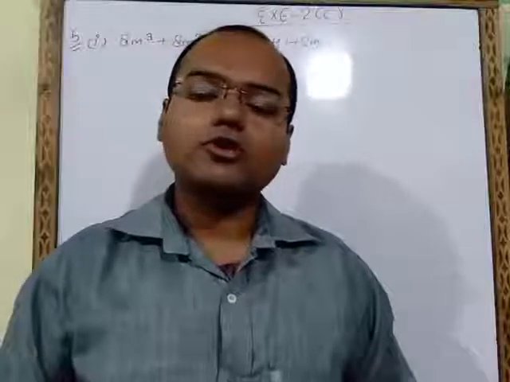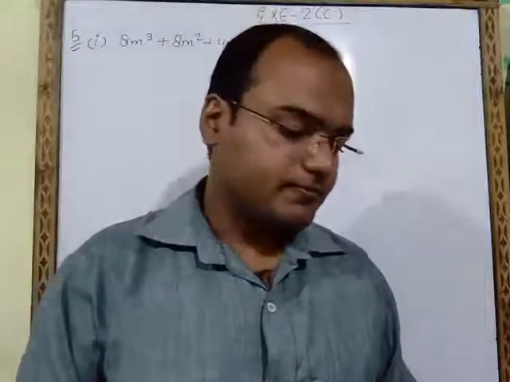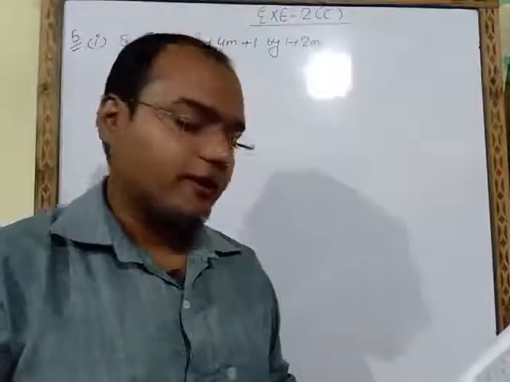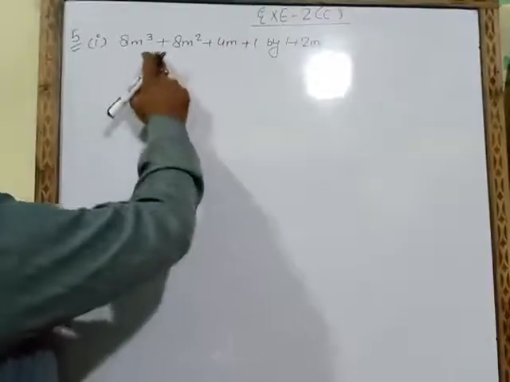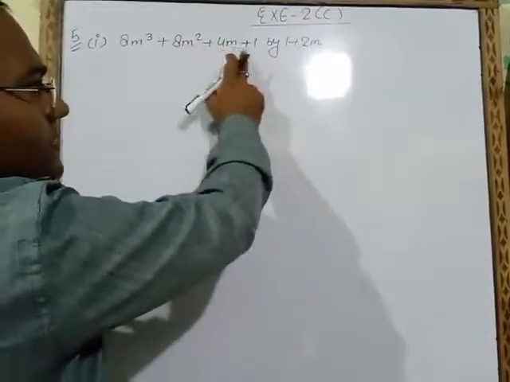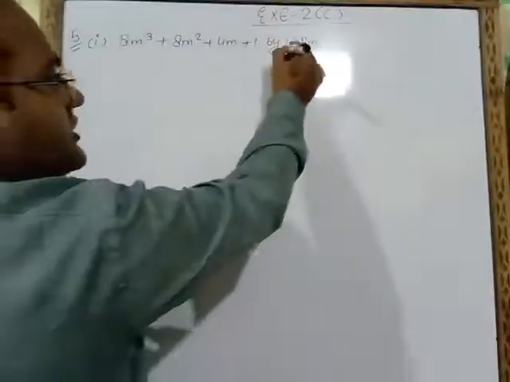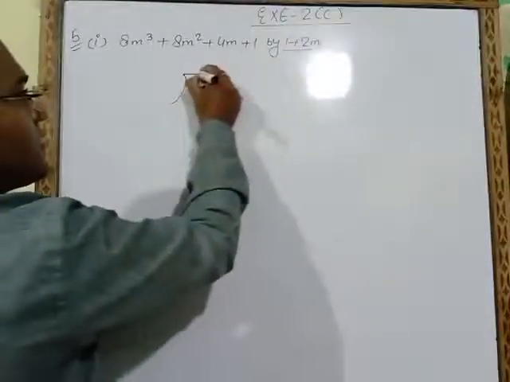Now all of you see question number 5, first part. Divide and give the quotient and the remainder. So we have to divide. The question is 8m cube plus 8m square plus 5m plus 1 by 1 plus 2m. So what will we do? This is a binomial because here two terms are coming. So for a binomial what do we have to do?